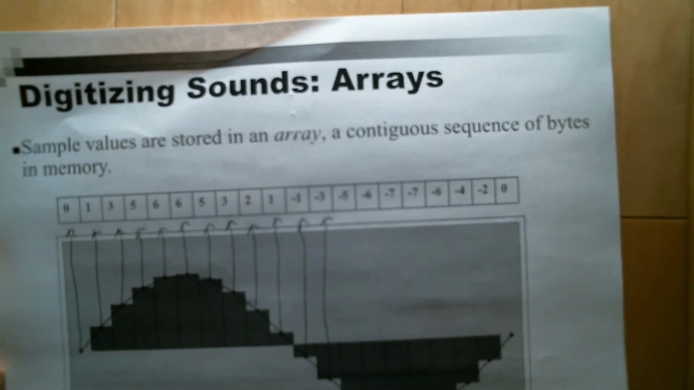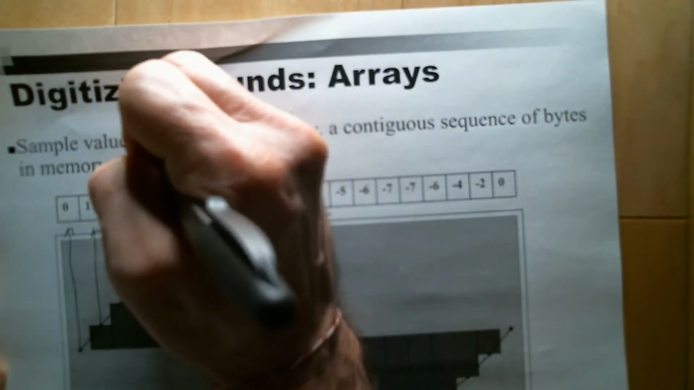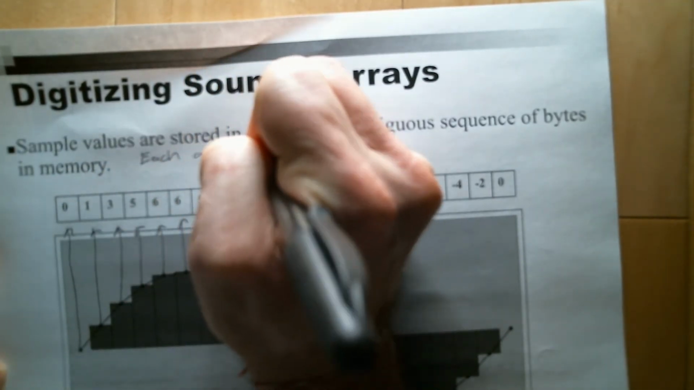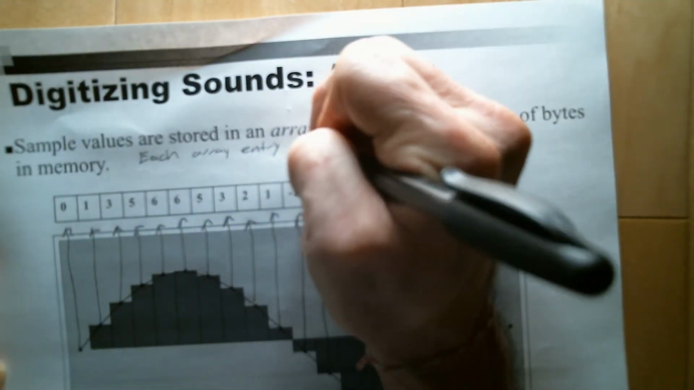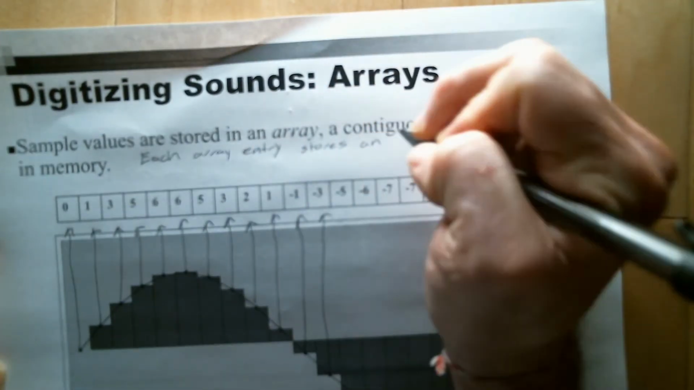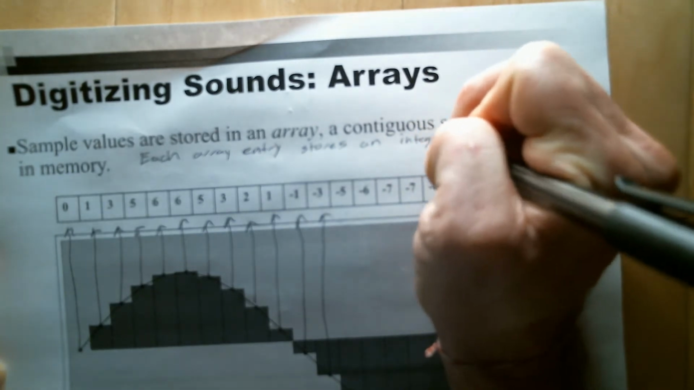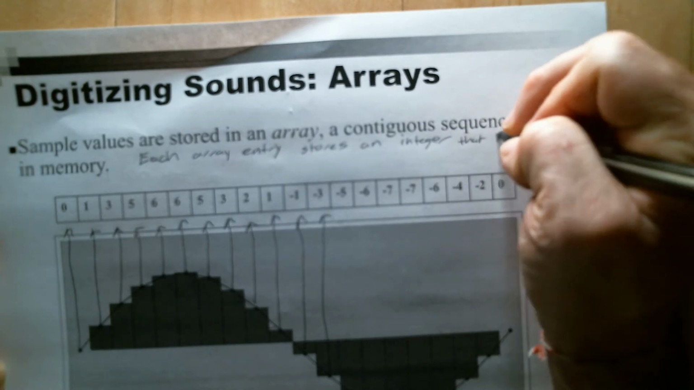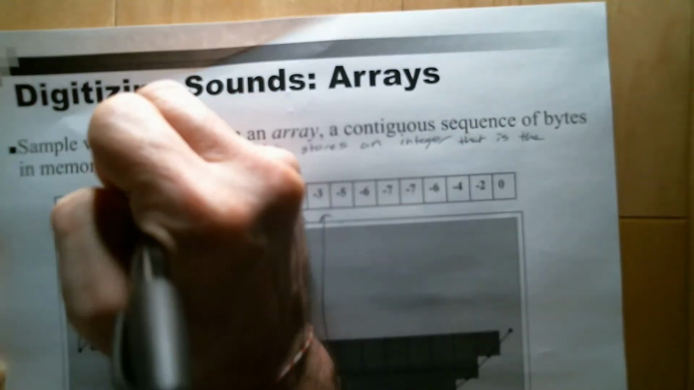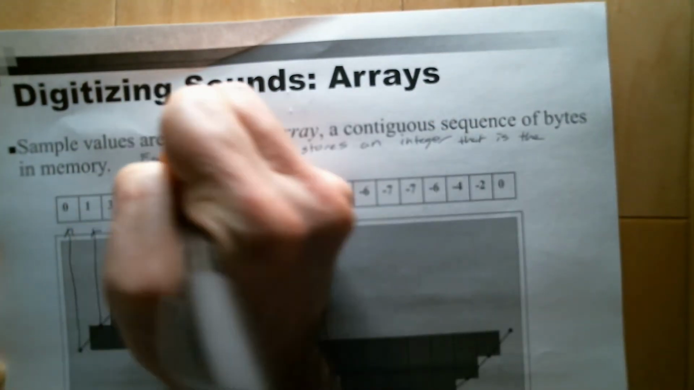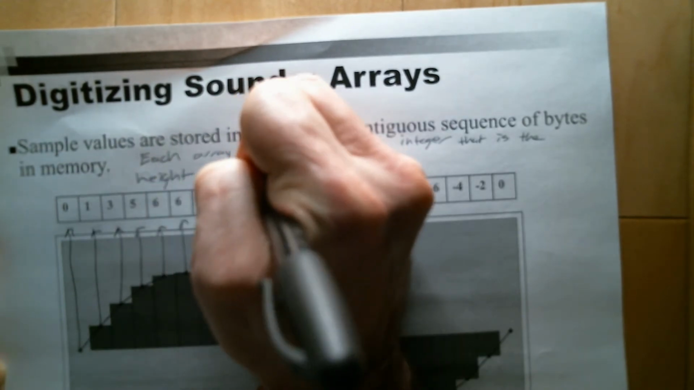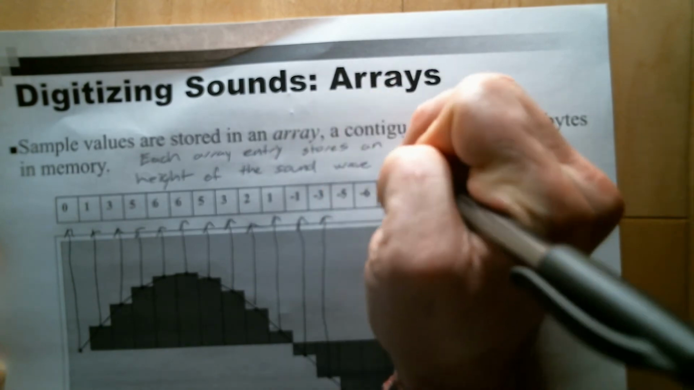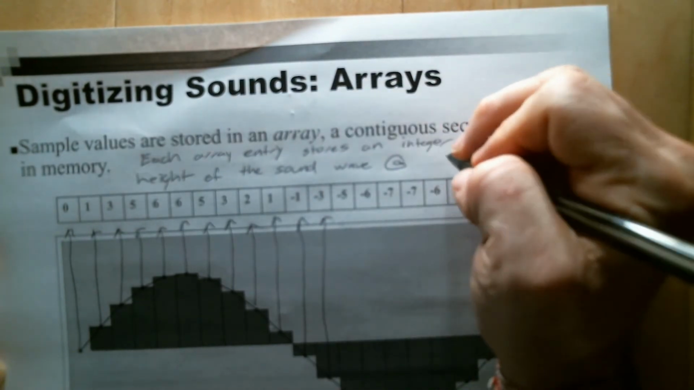All right, so each array entry stores an integer that is the height of the sound wave at a point in time.